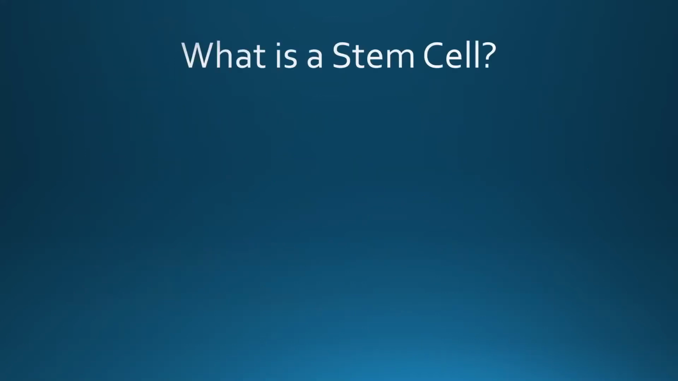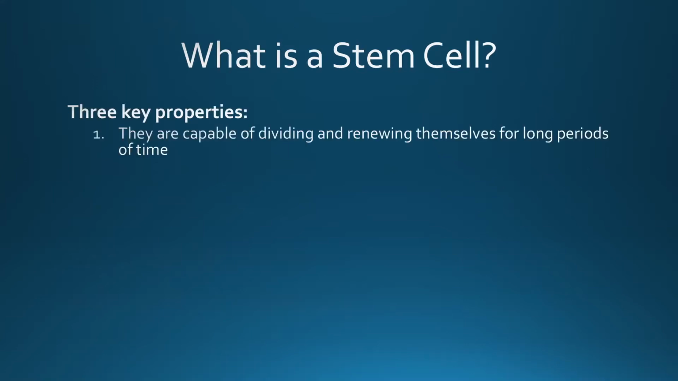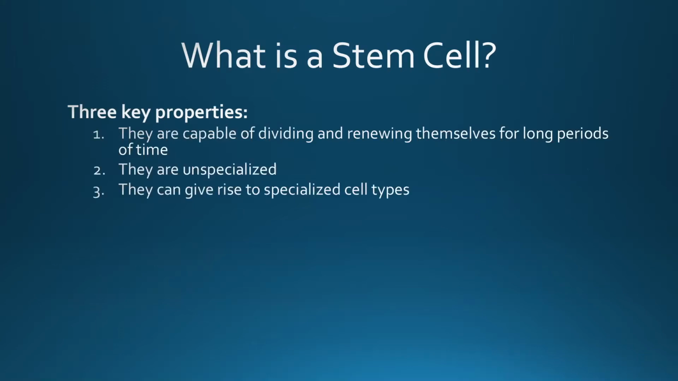So what is a stem cell? For this talk today, when I refer to stem cells, I'll be talking about human stem cells. They have 3 key properties. They're capable of dividing and renewing themselves for a long period of time. They're unspecialized, but yet give rise to specialized cells.